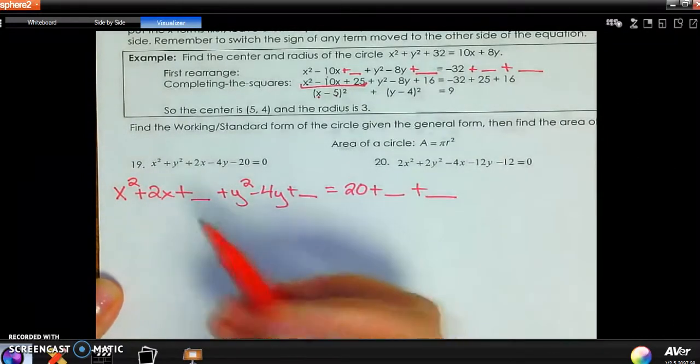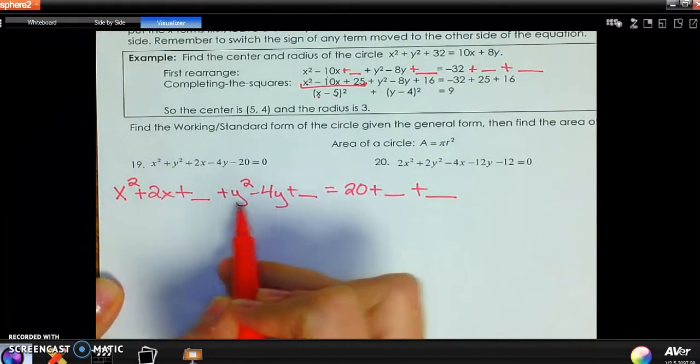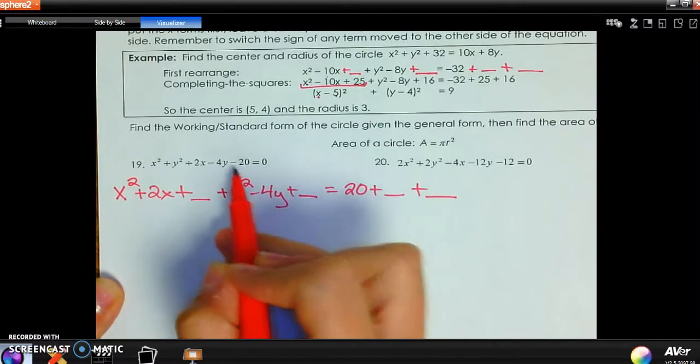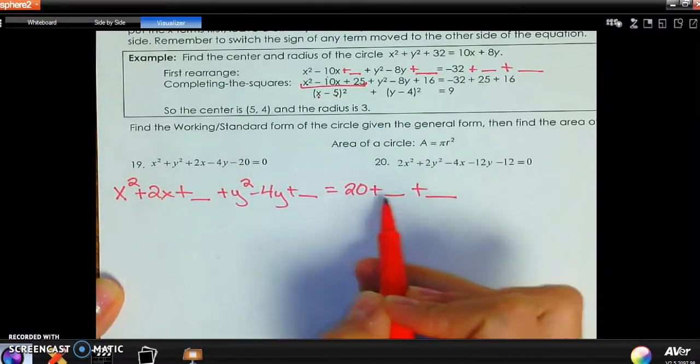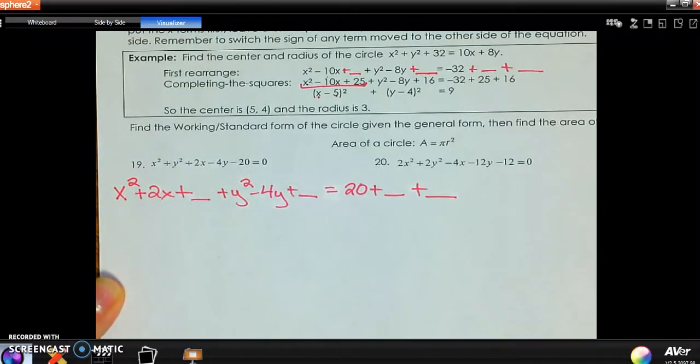So you get your x's with your x's, get your y's with your y's, you add your blanks. You move this 20 to the other side so it becomes positive, and if you have two blanks on the left, you need two blanks on the right-hand side. So now you get to fill in your blanks.